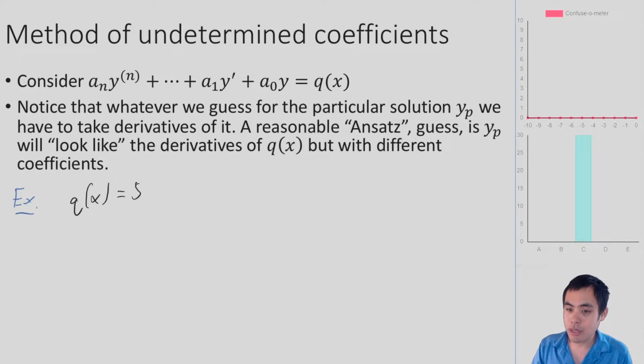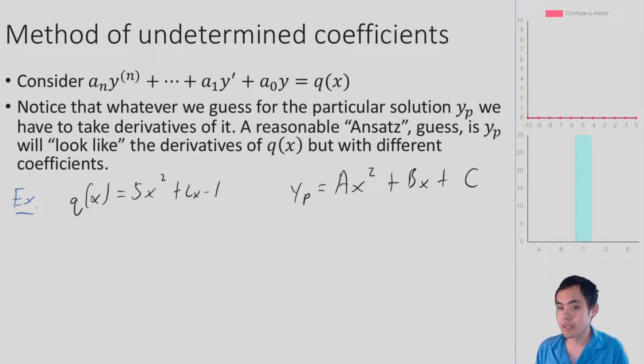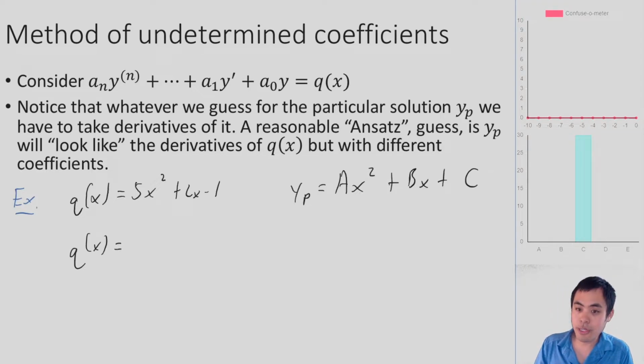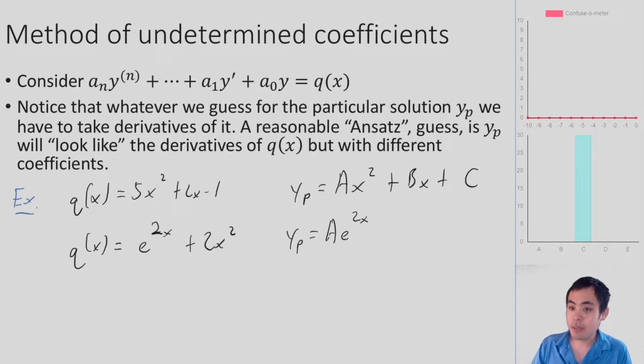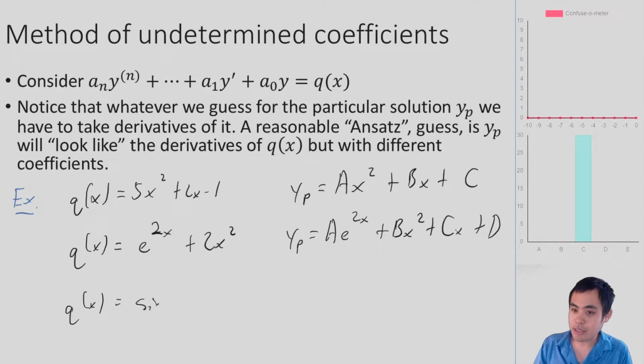So if q of x is equal to 5x squared plus 2x minus 1, then your guess is that it's going to be some constant times x squared plus some constant times x plus some constant. If you have q of x is equal to, say, e to the 2x plus 2x squared, then your guess might be, if you take the derivative of that, a e to the 2x plus bx squared plus cx plus d, where those are all constants. Or if you have q of x is equal to sine x, well, yp is going to be a times sine x plus b times cosine x.